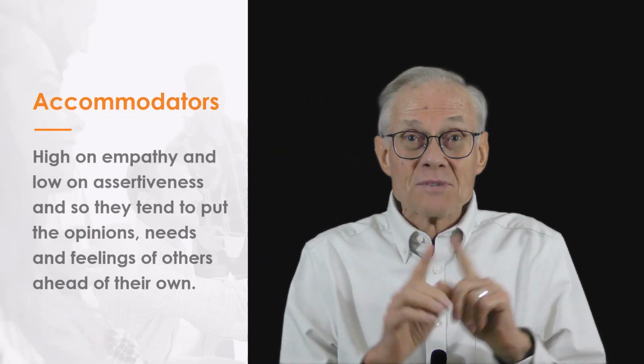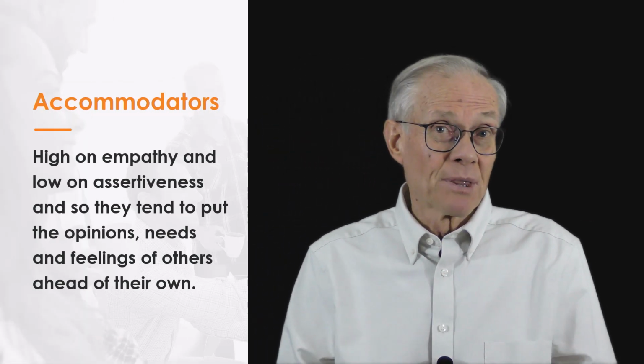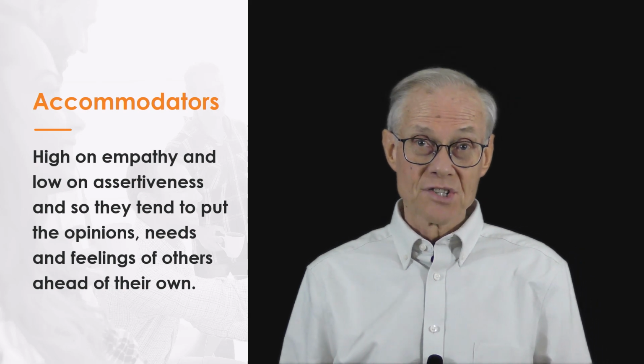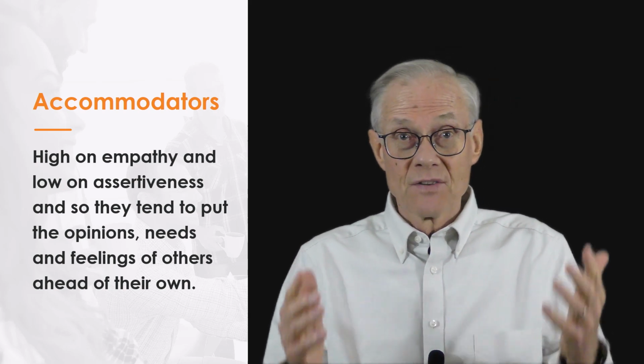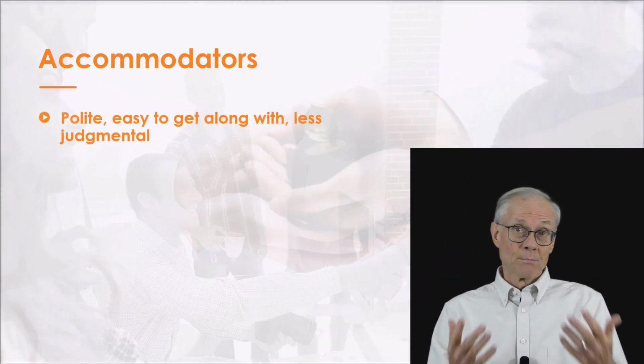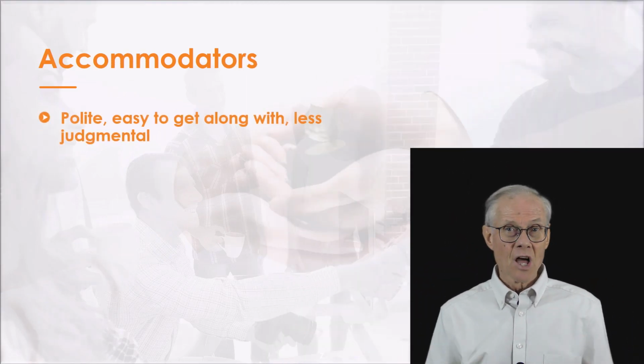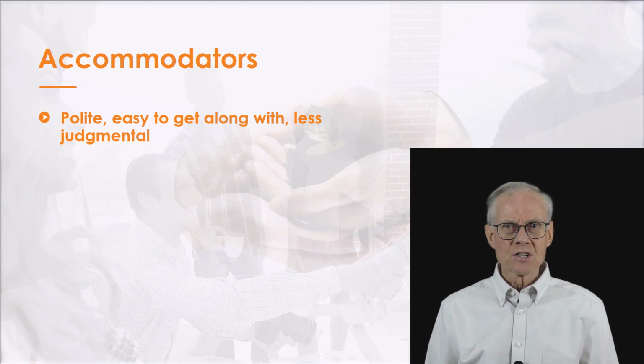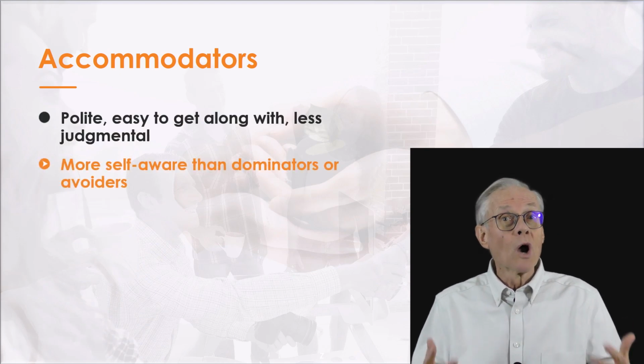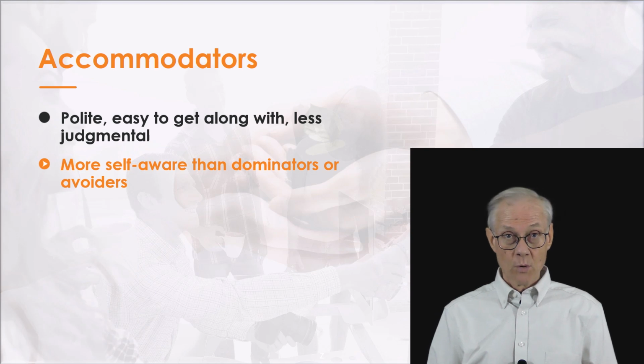They're opinionated. They can be critical and appear to be very self-assured. Now let's talk about accommodators. These people, on the other hand, are high on empathy and low on assertiveness, so they tend to put the opinions and needs and feelings of others ahead of their own. They tend to be polite, seek to please others. They're easy to get along with, generally non-judgmental, and more self-aware than dominators or avoiders.